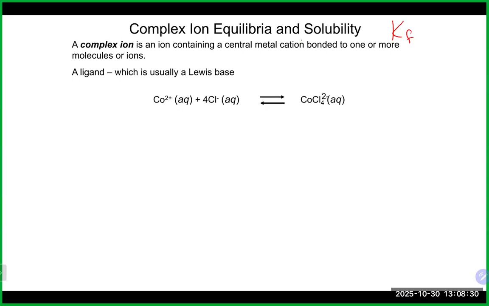Now, a complex ion is basically a metal ion in the middle, and attached to it is one or more molecules. These molecules are what are referred to as ligands, and ligands are Lewis bases. If you remember in chapter 14, we talked about Lewis acids and Lewis bases, and remember that they deal with electrons. A Lewis base donates a pair of electrons. A Lewis acid accepts a pair of electrons.